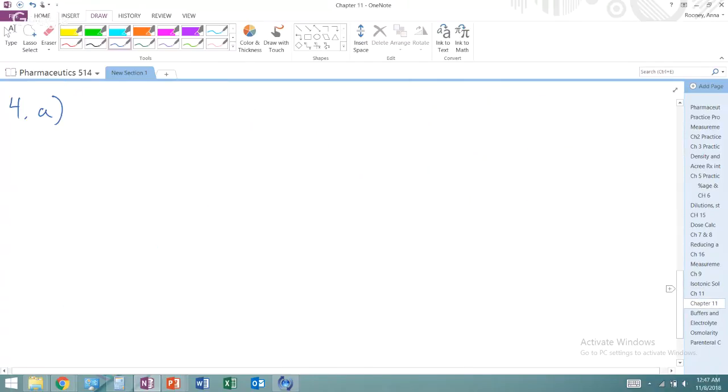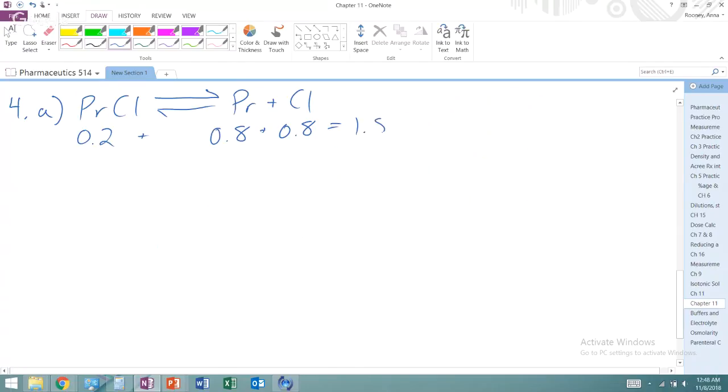All right, so first off, your procaine chloride will dissociate into procaine and chloride. Very simple. And so it's an 80%, so this would be 20, this would be 80, and this would be 80. And then you add them together to find the dissociation, which is 1.8.